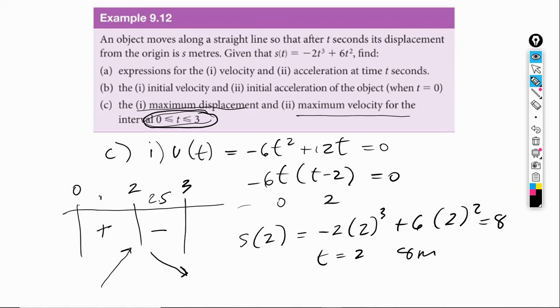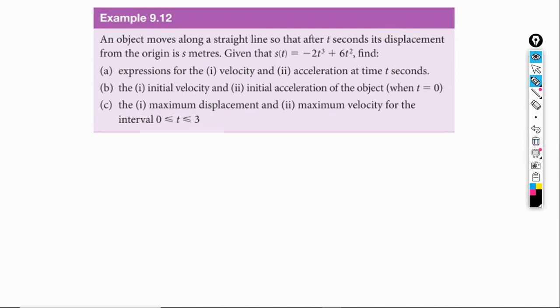Well, we would do the same thing, except that now we won't use the velocity function, but we will use the acceleration function. So let me erase all this, and let's do that for the acceleration. So we say part C, part 2 of that, maximum velocity. So again, we need the acceleration. And we found before that the acceleration of t is the second derivative of the displacement or the first derivative of the velocity. And we found that this is equal to minus 12t plus 12.